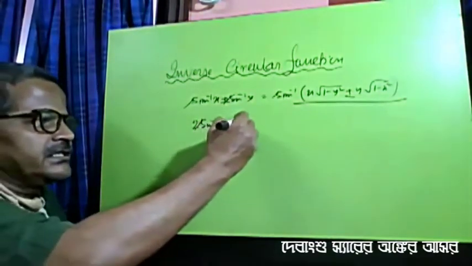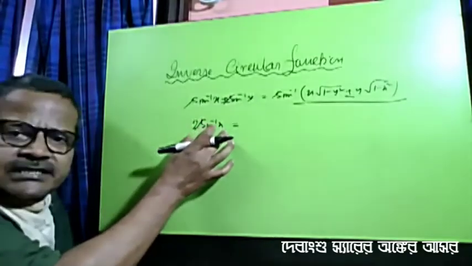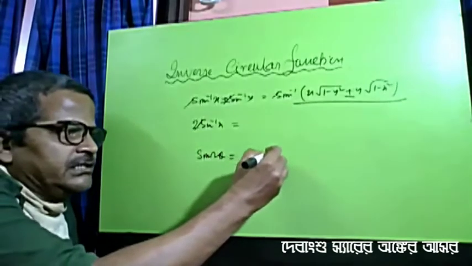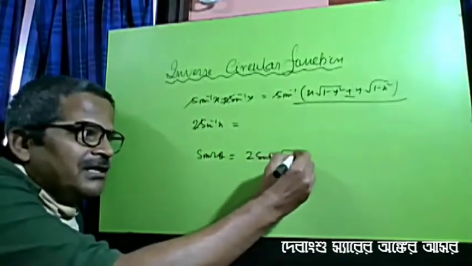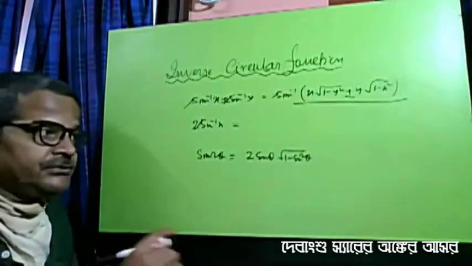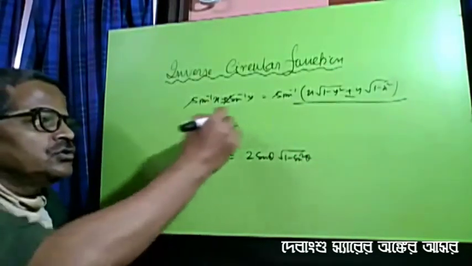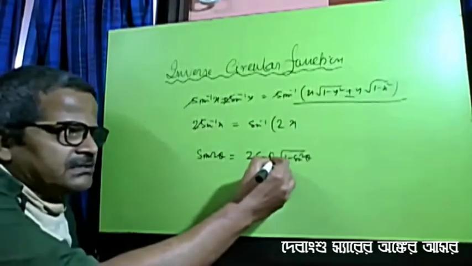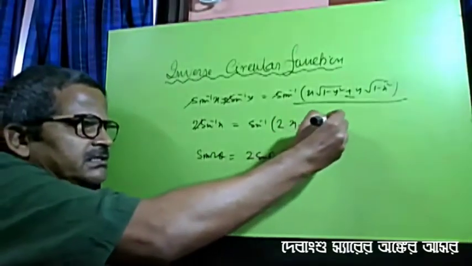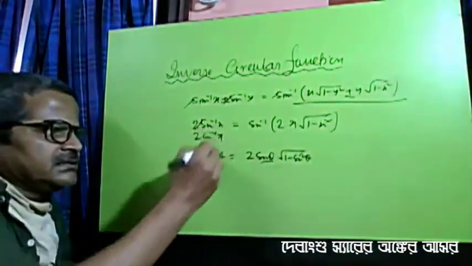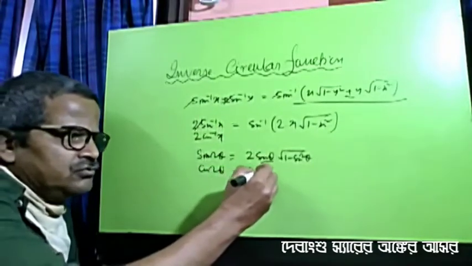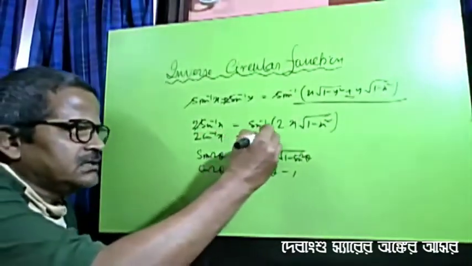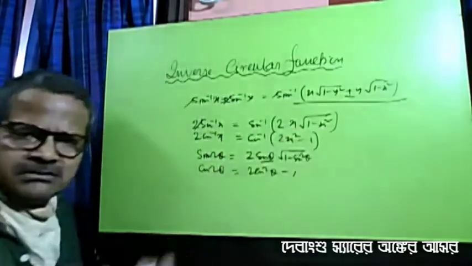Now 2 sin inverse x. To get this formula, we have to recall the sin 2 theta formula. Sin 2 theta is 2 sin theta cos theta, with cos theta as root over 1 minus sin square theta, because we have to express everything by sin. So 2 sin inverse x is sin inverse of 2 into x, replacing sin theta by x, root over 1 minus x square. 2 cos inverse x: cos 2 theta is equal to 2 cos square theta minus 1, all replaced by cos. So it is cos inverse of 2x square minus 1.